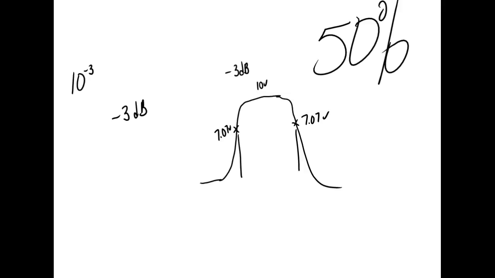So when we talk about bandwidth, we have two frequencies. We call this guy here F1, we call this guy here F2. This is the way we measure it. Bandwidth would always be equal to F2 minus F1. That would be your bandwidth.